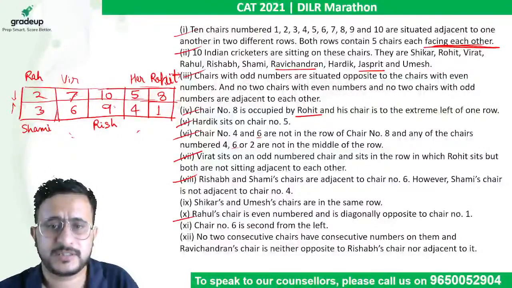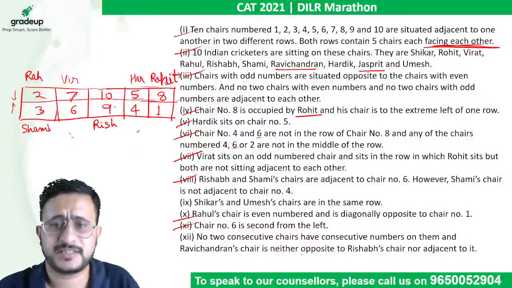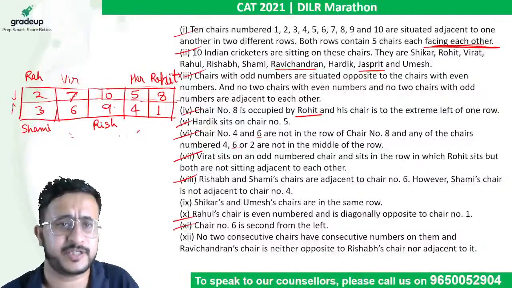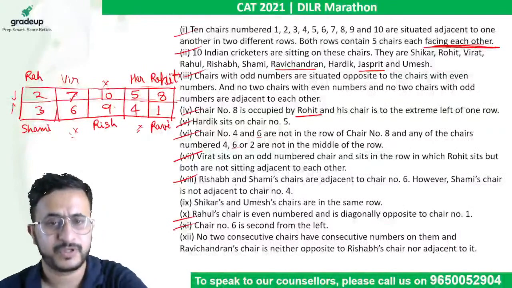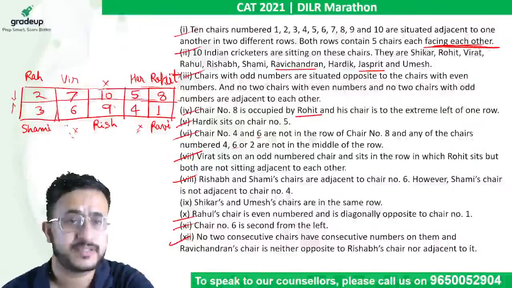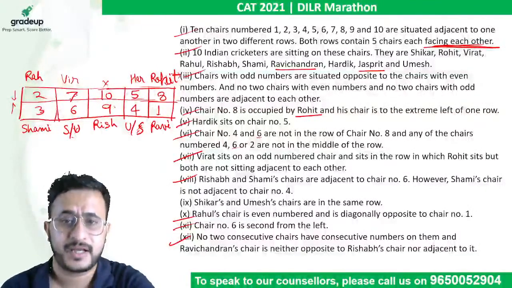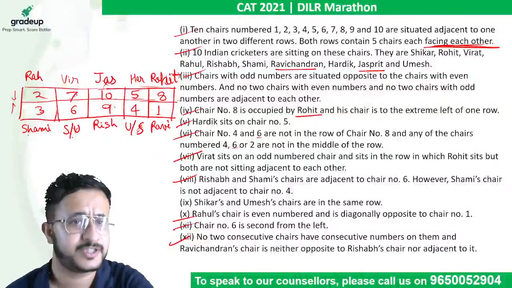Rahul's, this is done. No two chairs that we've used. Ravichandran's chair is neither opposite to Rishabh's chair nor adjacent to it, right? So Ravichandran cannot sit on these 3 chairs, so Ravichandran will be sitting on this chair. Okay, Ravichandran की seat भी हो गई. Now Shikhar and Umesh are in the same row, so that means Shikhar and Umesh will come in these two seats. We do not know anything, and one person is left, which is Jaspreet. So this will be chair number 10, Jaspreet.